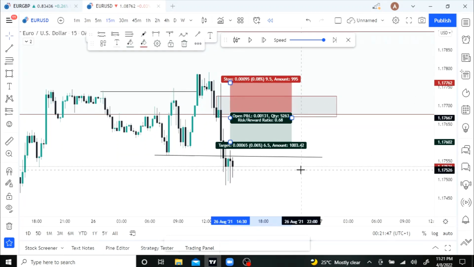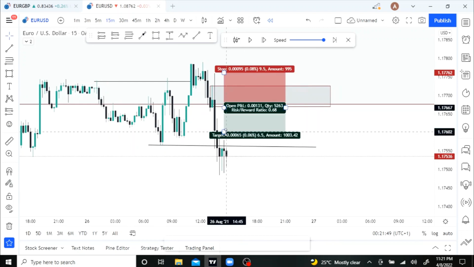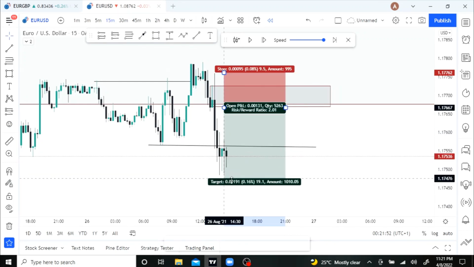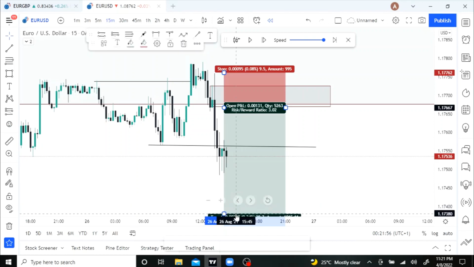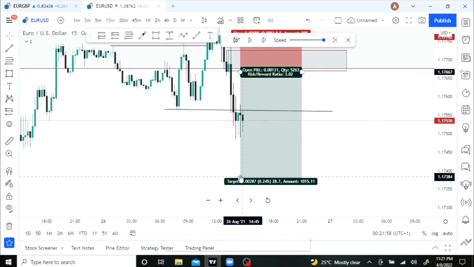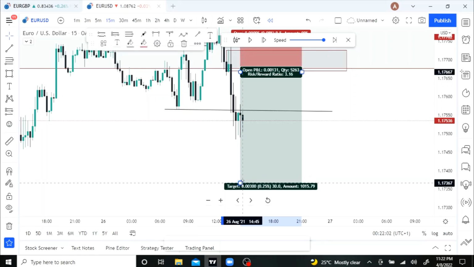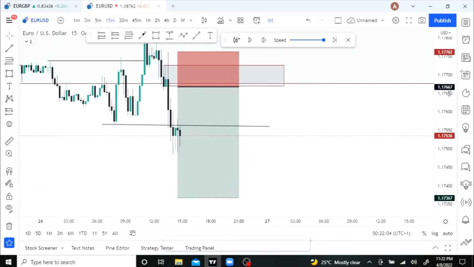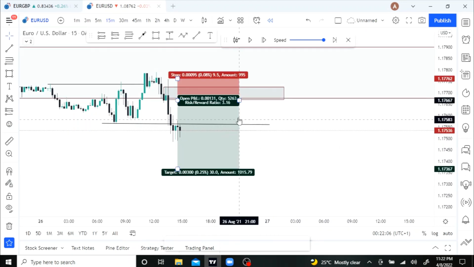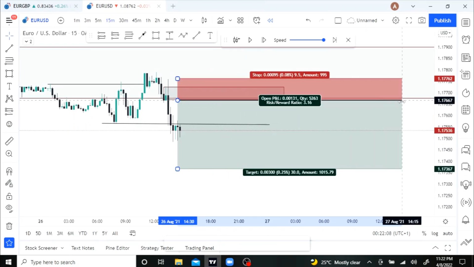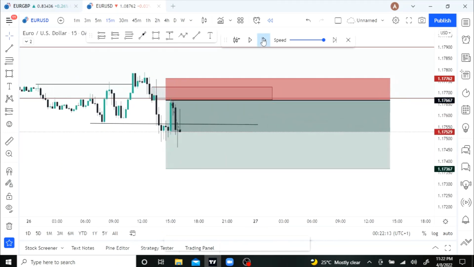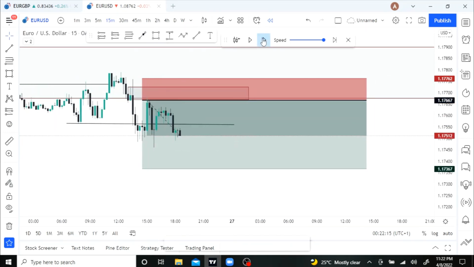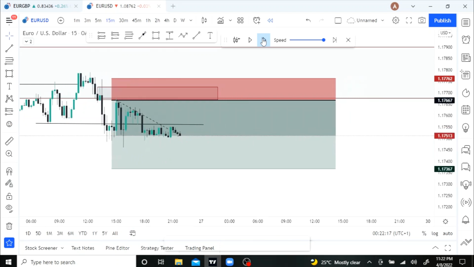That's a 9.5 pip stop loss. I'll go for 1:3 risk to reward, about 30 pips. Okay, good. 30 pip reward, and then we wait patiently for price to tap us in and pay us, and we are in the trade. Okay, we are running beautifully.